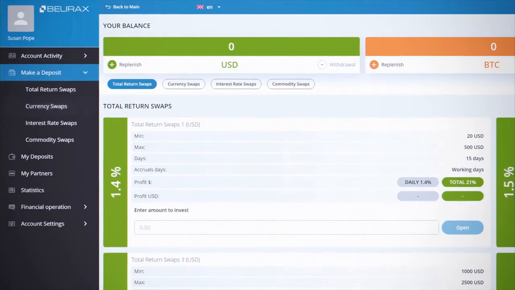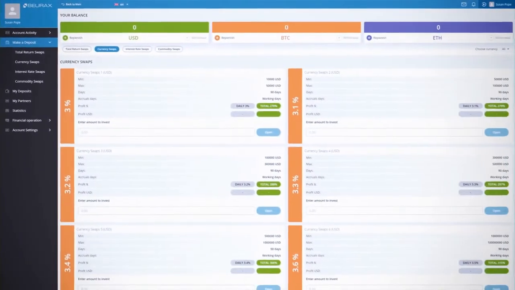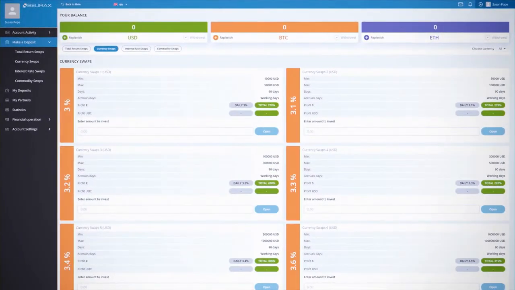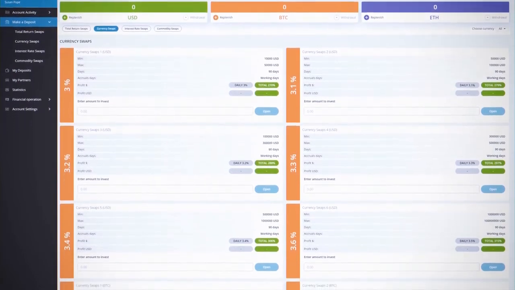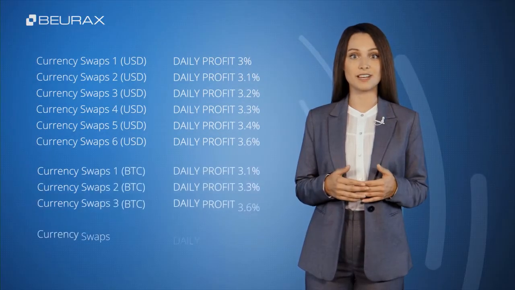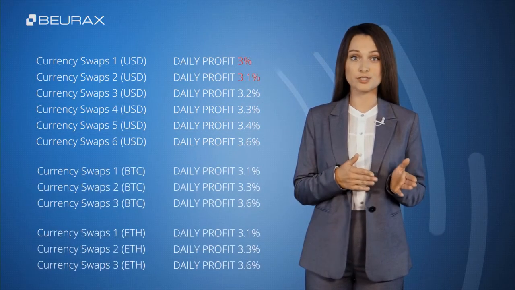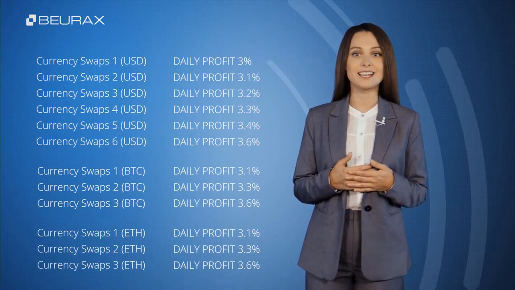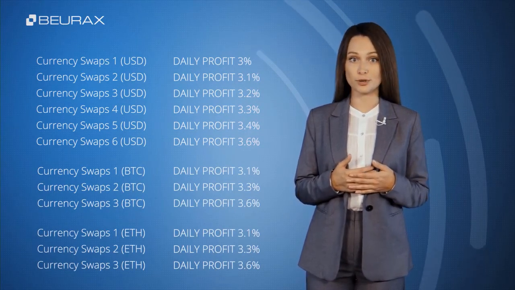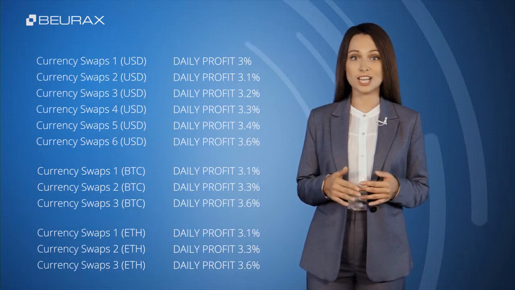Currency swaps, a category of investment plans that provides clients with an increased interest rate on deposits. Accrual and payment of profit on active deposits is also carried out daily. The initial deposit amount is not refunded at the end of the investment period, as it is included in the amount of daily accruals. The daily profit of investors in this category of investment plans ranges from 3% to 3.6% depending on the investment plan you choose. The interest rate is fixed for each of the deposits in this category and does not change until the end of the investment period.